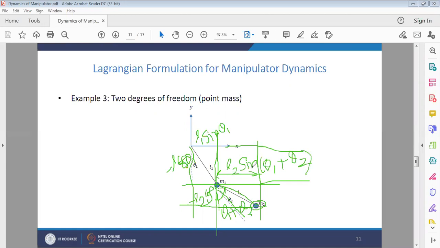So now take the x component. The x component of M2 from the origin, that is x2, is equal to the sum of L1 sin theta 1 plus L2 sin of theta 1 plus theta 2. Similarly, y2 is equal to the sum of minus L1 cos theta 1 plus minus L2 cos of theta 1 plus theta 2.